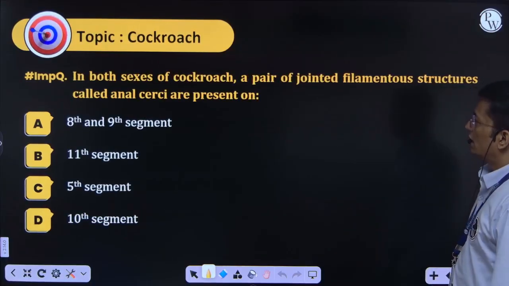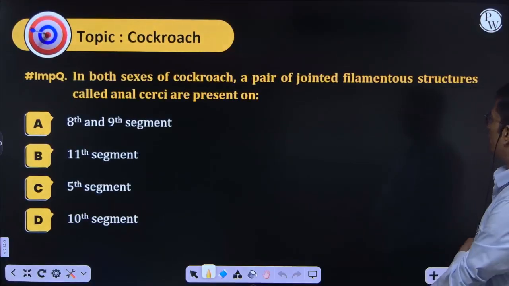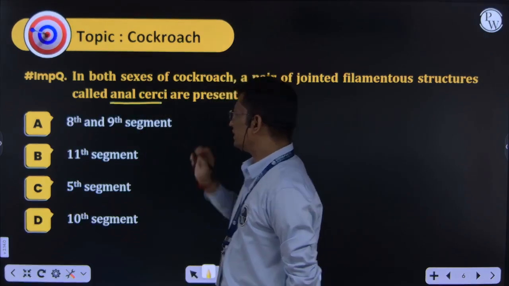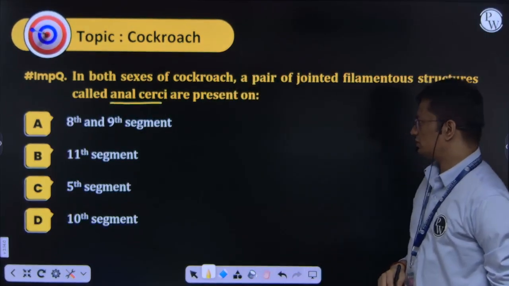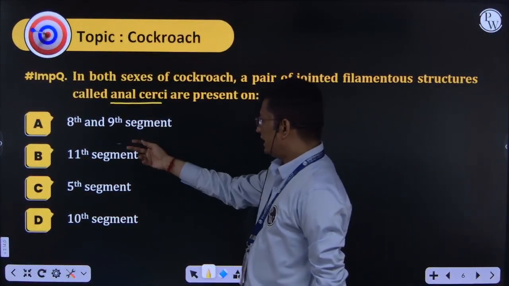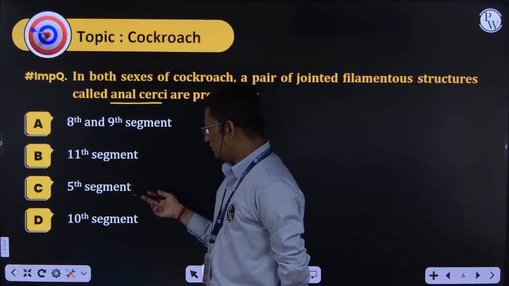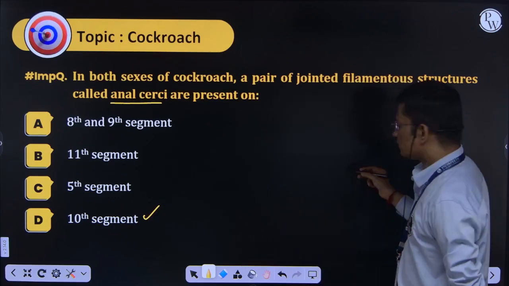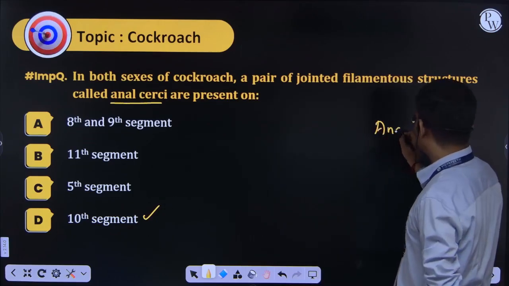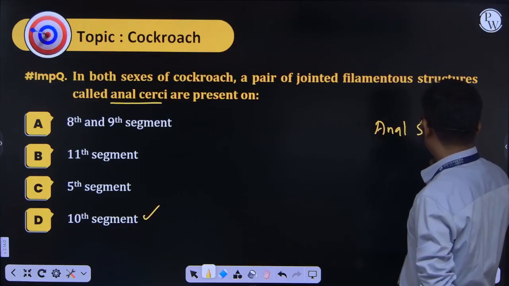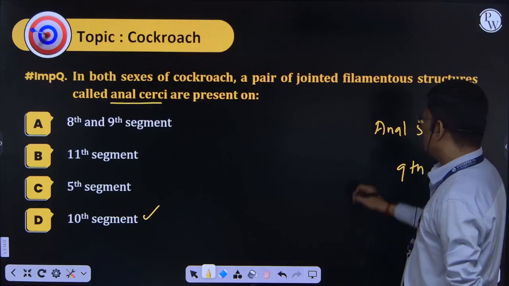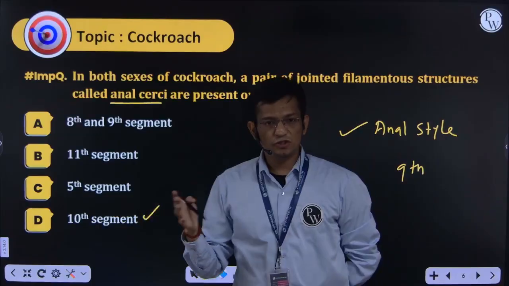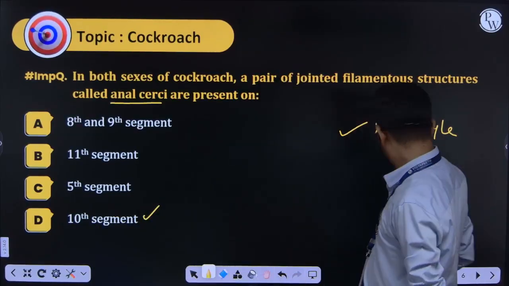Next question. In both sexes of cockroach, a pair of jointed filamentous structures called anal cerci is present. Anal cerci is present in both male and female cockroach. Okay. So in which segment is it present? 8th and 9th segment, 11th segment, 5th segment, 10th segment. It is present in the 10th segment. But you can see the anal styles. Anal style is present in the 9th abdominal segment. So it is present only in the case of male cockroach. Okay. So in this way we can distinguish between male and female cockroach.